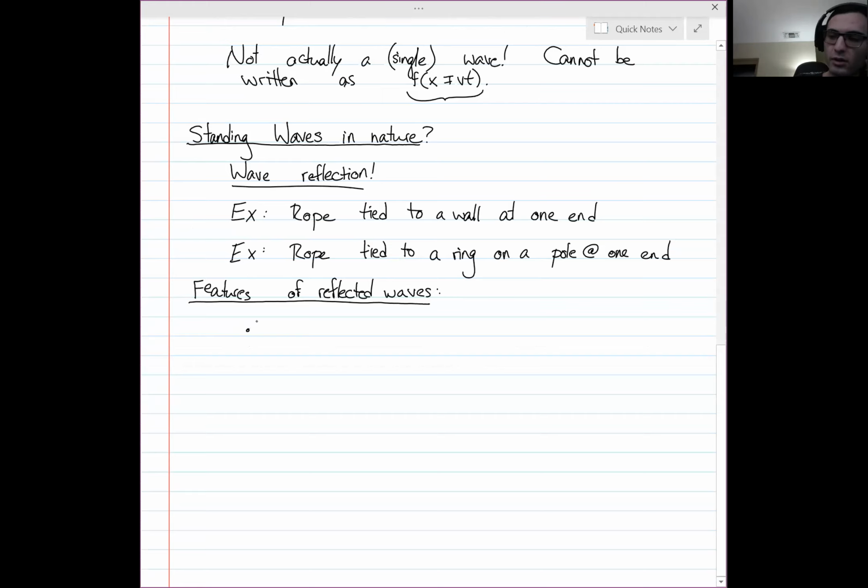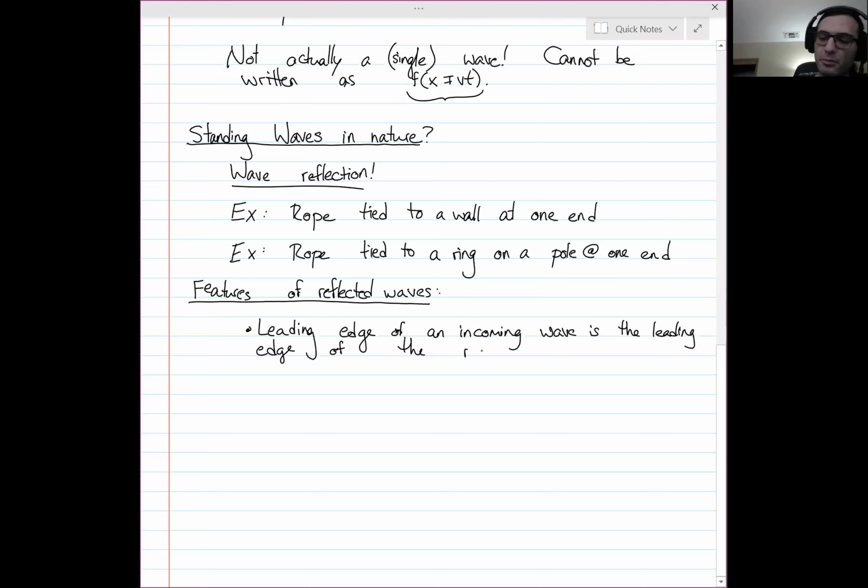So the leading edge of an incoming wave, and this is incoming to the reflecting surface, whatever that is, a wall or a pole or whatever, is the leading edge of the reflection. Now, let me be specific, let me explain that a little bit. Let's say you have a wave that's shaped like this, right? Let's do this right. You have a round hump and then a pointy bit, and it's traveling this way. And then here's your reflecting surface.